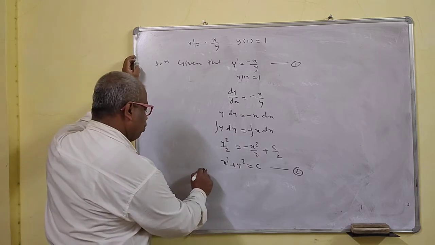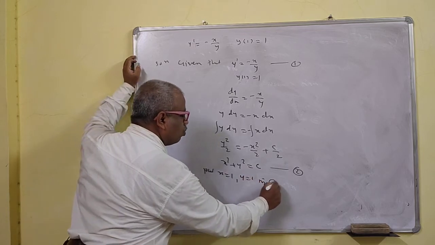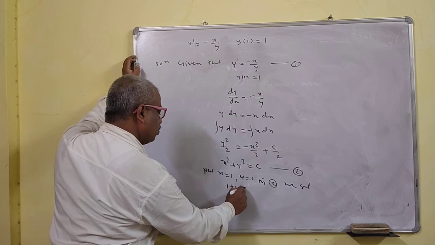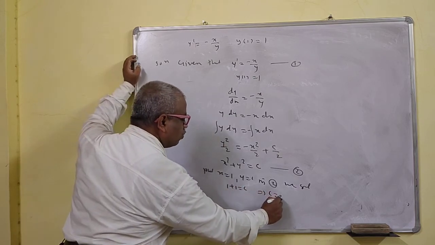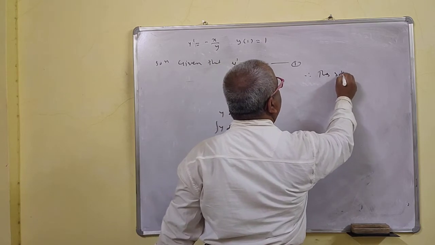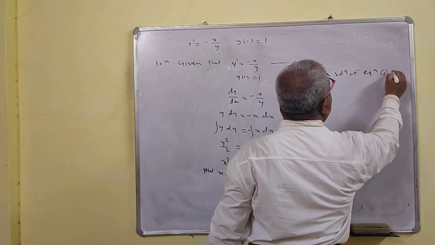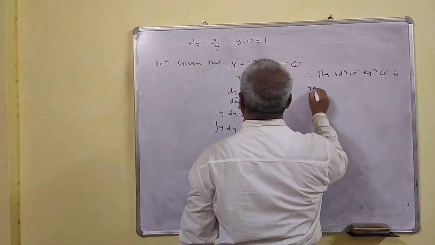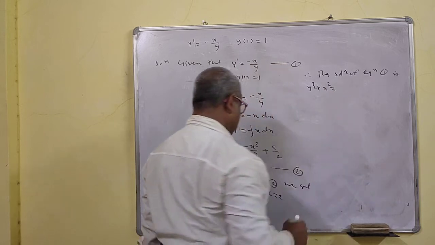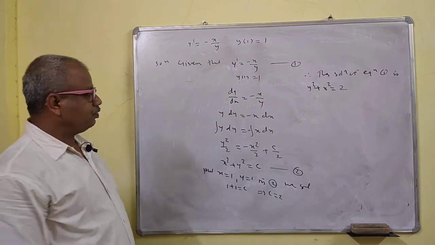Okay, so put x is equal to 1, y is equal to 1, we get 1 plus 1 is equal to c, which implies that c is equal to 2. Okay, so therefore the particular solution of equation 1 is y square plus x square is equal to c. C means 2. This is the particular solution.